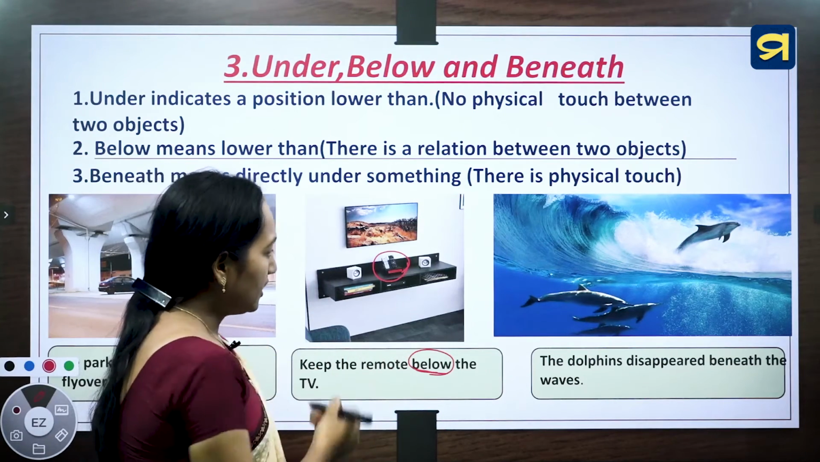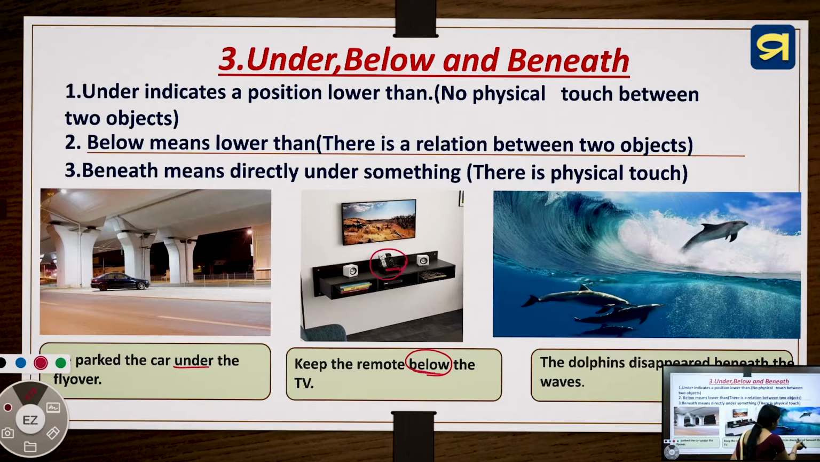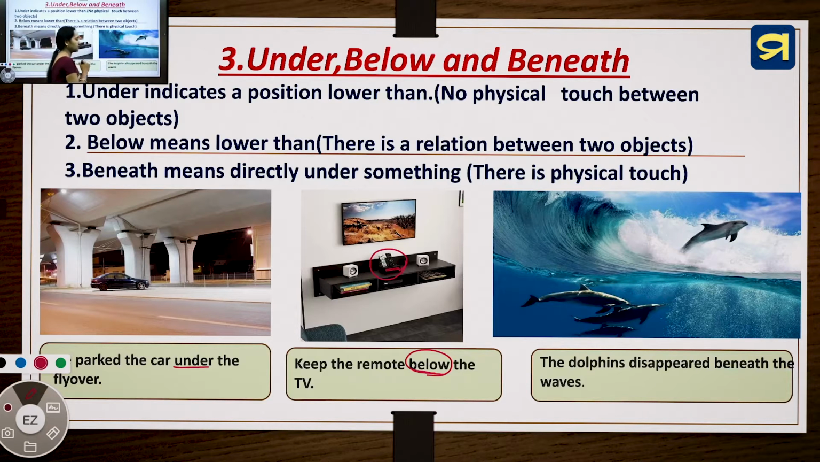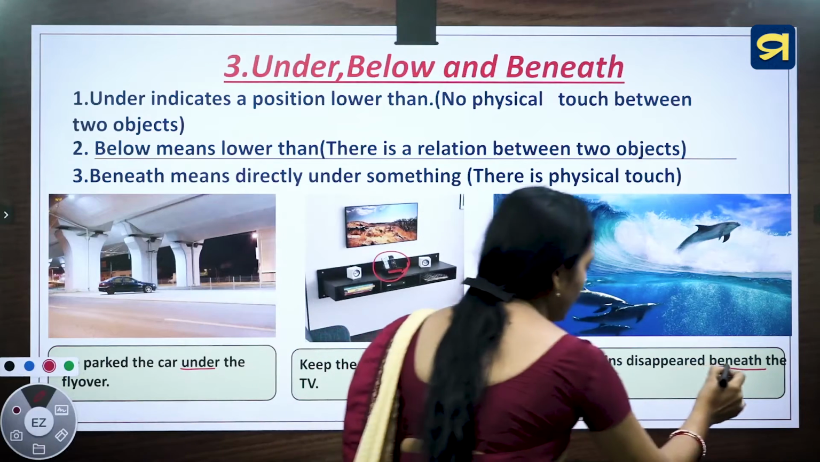And in the third picture, the dolphins disappeared beneath the waves. What does beneath indicate? Beneath means directly under something, as these dolphins disappeared beneath the waves. That's why there is a physical touch. Dolphins and water, there is a physical touch. That's why we use beneath.